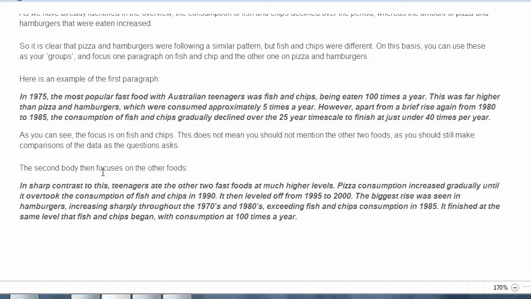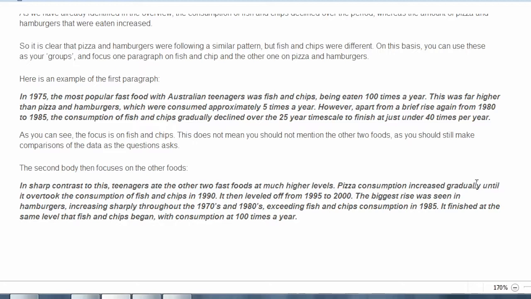So we can write here, from 1980 to 1985 the consumption of fish and chips gradually declined over the 25 years, and it finished at just under 40 times per year, or whatever way you want to write it. Again, the word count matters, but the details are there.